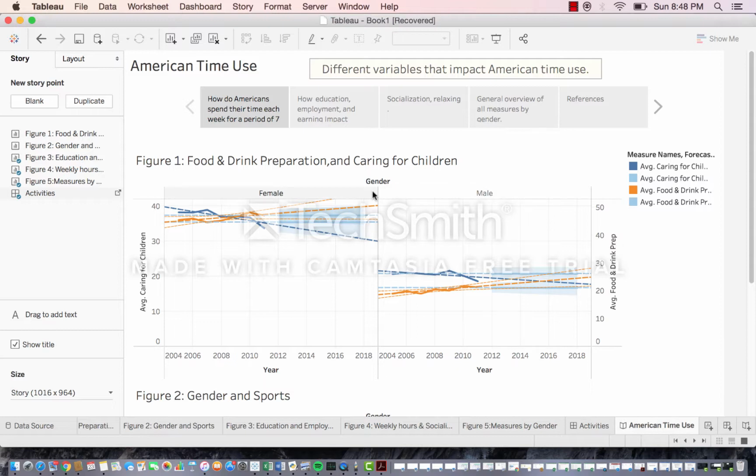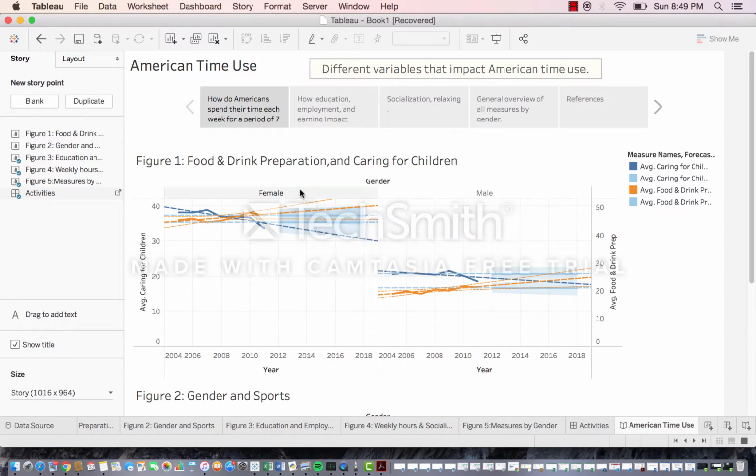The first graph that I'm looking at is a line graph that shows how food and drink preparation and caring for children impact American time use. As you can see, I differentiated the variables by color, and I also added trend lines to give me more insight into my analysis. As you can see, food and drink preparation is trending upwards while caring for children is trending downwards. This makes sense considering the fact that as a family grows bigger, they would spend more time on food and drink preparation, and as children grow older by the years, parents would spend less time caring for them.